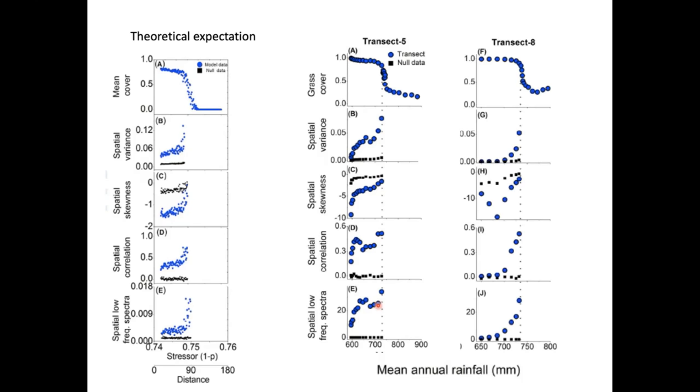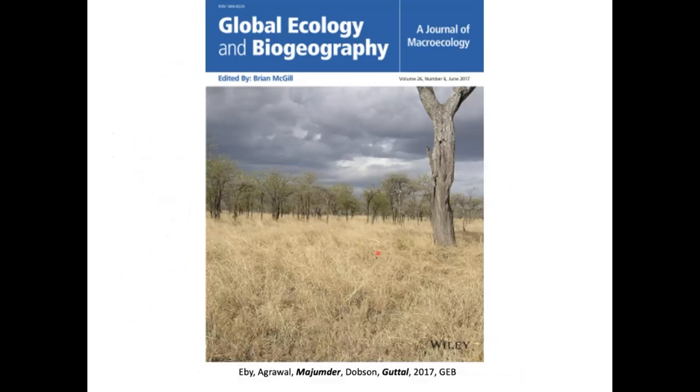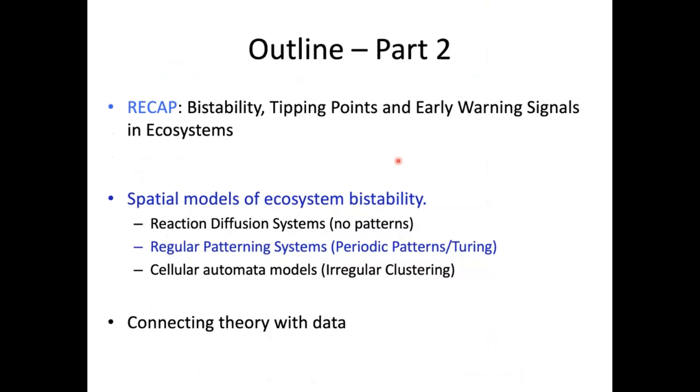And likewise, we find this across many other transects I showed you. So this provides evidence that one can use these ideas derived from nonlinear dynamical systems and models and apply them to messy real world ecosystems. Okay, so that gives one example of how we can use spatial models of ecosystem bistability in reaction diffusion systems with no patterns.